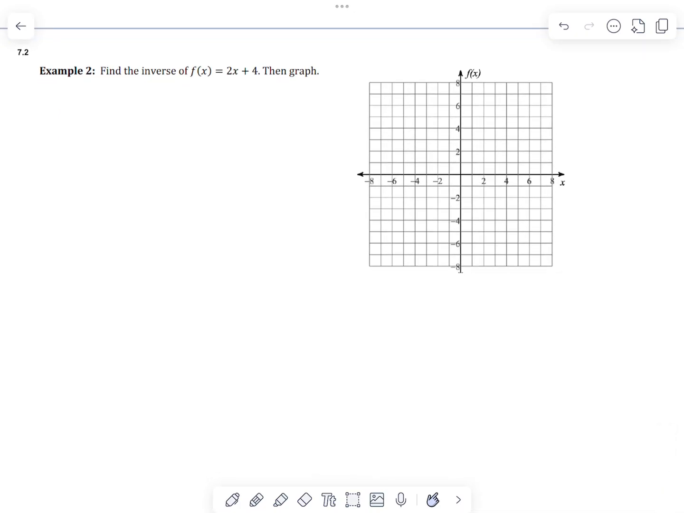So here's an example of doing that. We want to find the inverse of this function f of x equals 2x plus 4. So what I'm going to do first is graph this line. Here is our original function, and we want to graph it. Our y-intercept is 4, and our slope is 2. So we're going to go up 2, right 1, up 2, right 1, or down 2, left 1, down 2, left 1. So it looks something like that.